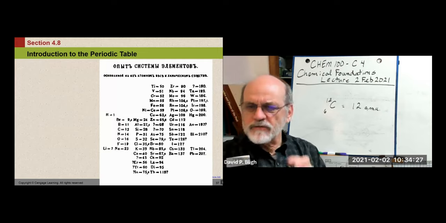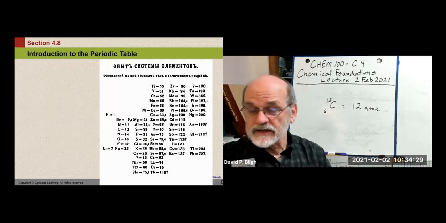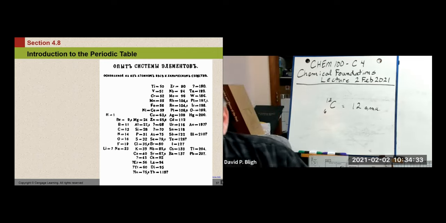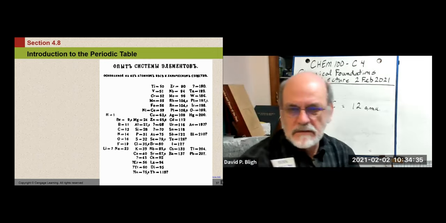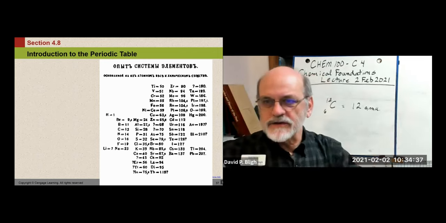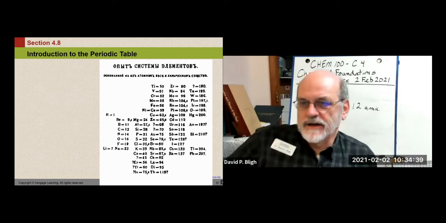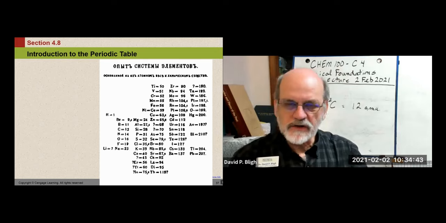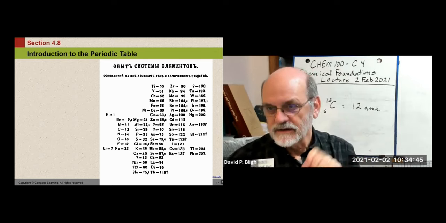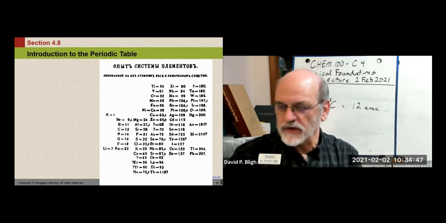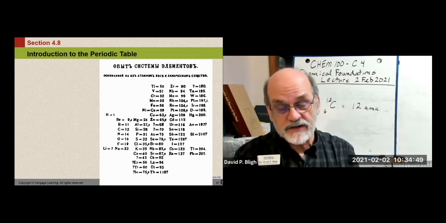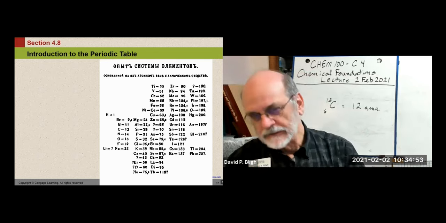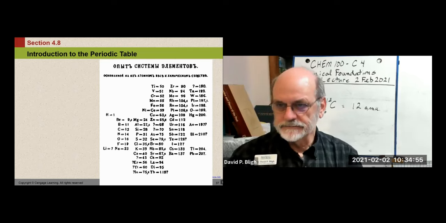Now, we've organized all of these elements into a periodic table. And it used to be that it was every scientist for himself. You compiled your list of elements and your list of weights associated with them compared to other elements. This is before the standardization with carbon 12. Right? This is way before then. So you had your own list.